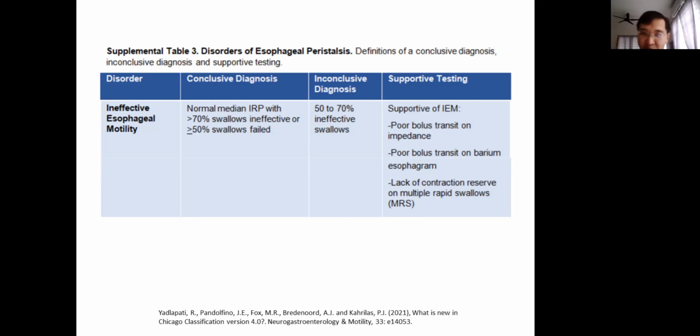So in patients with bolus retention and ineffective esophageal motility of 50 to 70%, then it may point towards an IEM diagnosis in those with inconclusive diagnosis. Of course, you could also do a barium swallow, again showing poor barium clearance. And of course, the provocative test to be done is the multiple rapid swallow, showing poor contractile reserve, meaning the DCI ratio is less than 1 on MRS compared to the average of the 10 saline swallows.